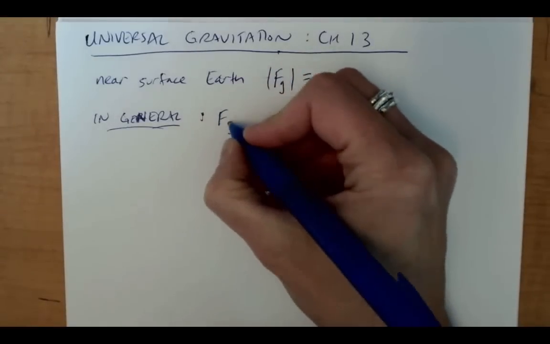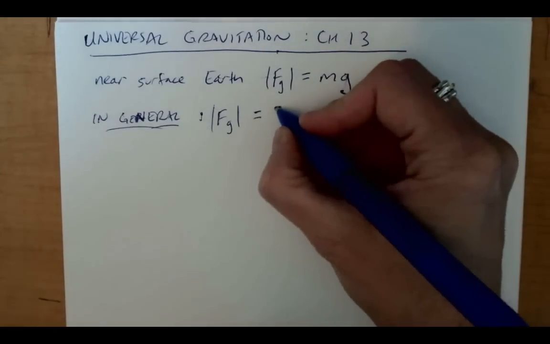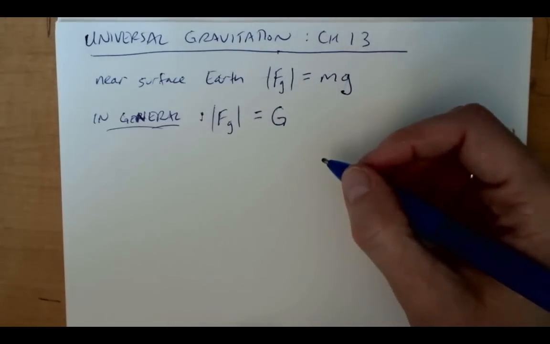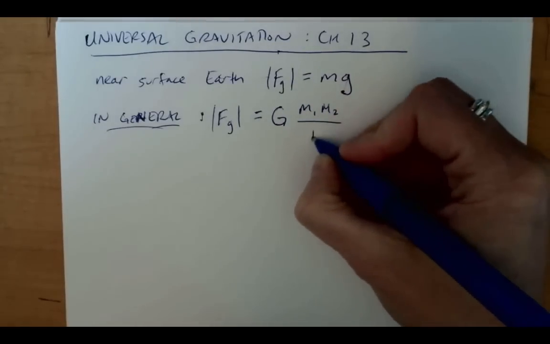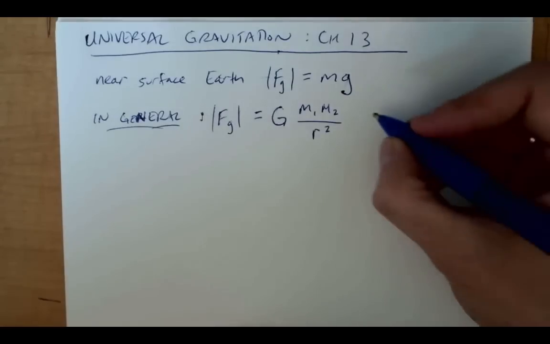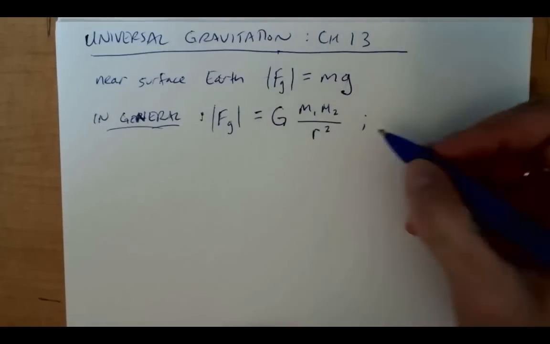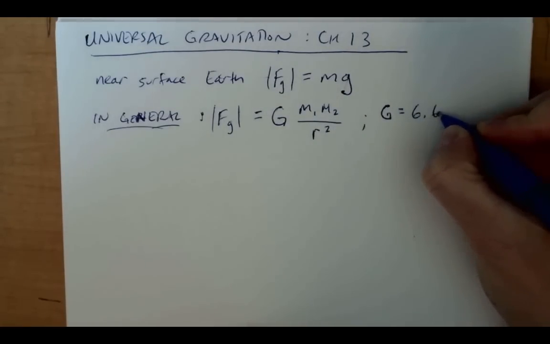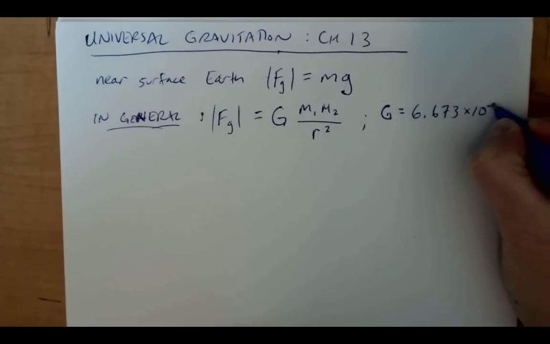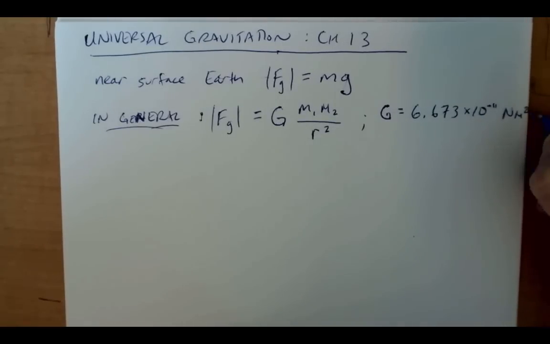And we can see that the magnitude of the force of gravity that acts between two masses is equal to a gravitational constant G times the first mass multiplied by the second mass divided by the distance between them squared. So we had seen this briefly previously in the course, and now we're revisiting this idea. G is, like I said, a gravitational constant. It's equal to 6.673 times 10 to the minus 11th, and the units on that are Newton meters squared per kilogram squared.